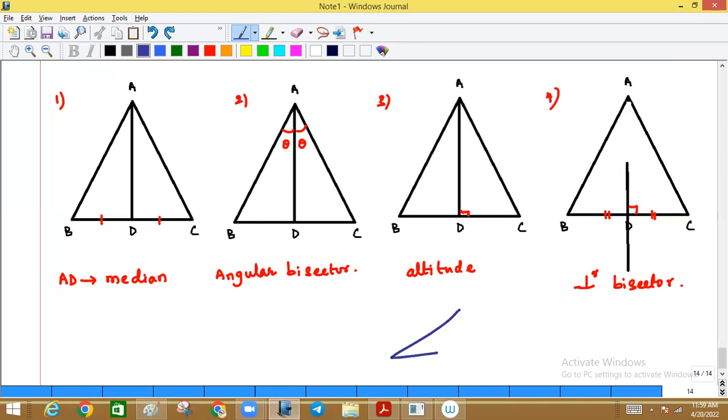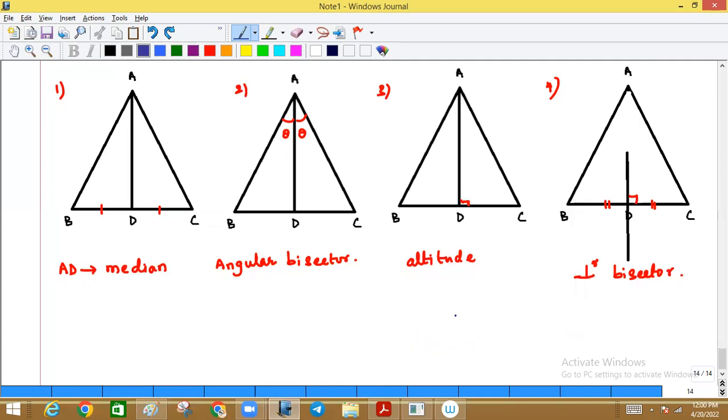Suppose I draw it like this. Where is the perpendicular bisector? The perpendicular bisector will be here. It will not pass through the vertex. It may pass through a vertex, or may not. If it passes through the vertex, you call it a median. Understand? If it passes through the vertex, you can call it a median. You can also call it an altitude because it is perpendicular as well, right?